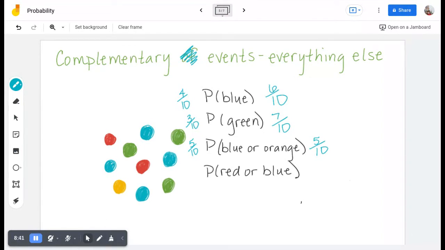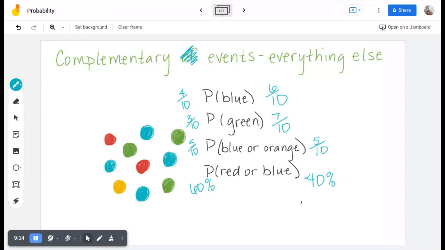Now, if you had been given the percent to begin with instead of the fraction, so like if I had said, if you didn't even have a picture, and all I said was the probability of getting a red or a blue is 60%, and that's all you knew. The entire thing represents 100%. So 100 minus 60% is 40%. So no matter how it's given to you, just remember that everything else is the complement.